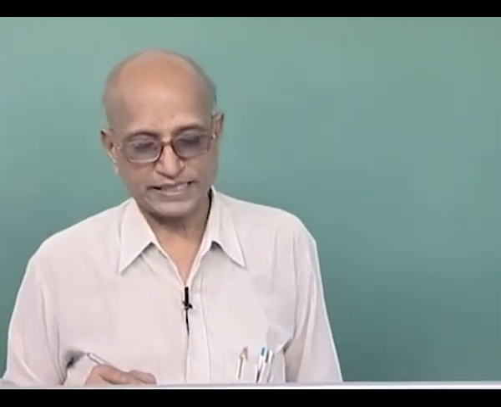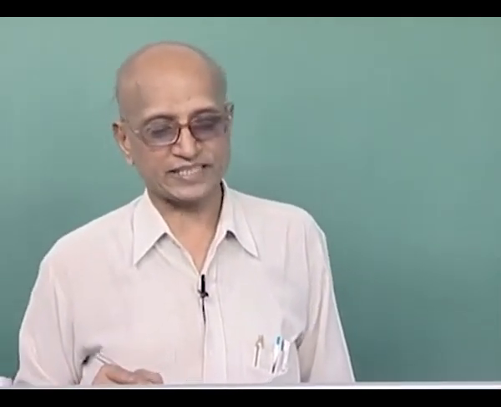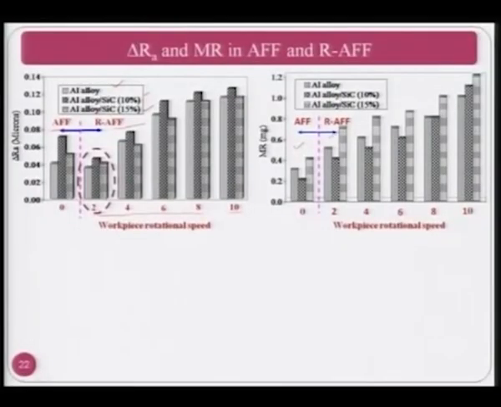Now, the same thing is true for material removal in case of abrasive flow finishing process and rotary abrasive flow finishing process with different RPM. At 0 RPM, that is the AFF process, the material removed in the given number of cycles is small as compared to RAFF. As the RPM is increasing, the material removed in all the three cases of aluminum alloy, silicon carbide 10%, and silicon carbide 15% is increasing.